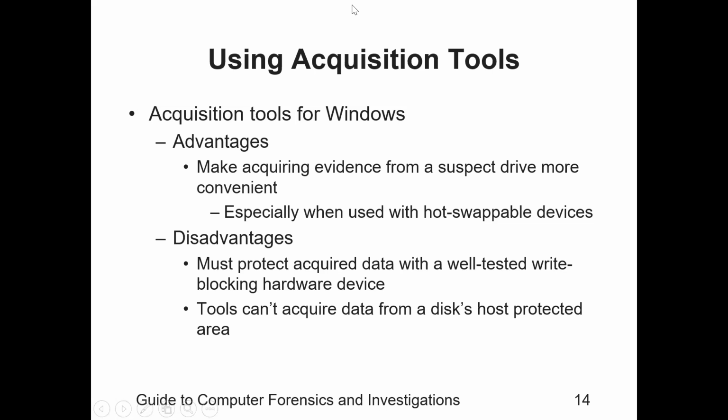How do we use these acquisition tools? We use acquisition tools in Windows, also in Linux, but we use these tools mainly in Windows. The advantage is that they make acquiring evidence from the suspect's disk more convenient, especially when using hot swappable devices. A disadvantage is that we must write protect each of these acquired files with a well-tested write blocking hardware device. And of course, we saw on Friday that it's either hardware or software, depending on what you can afford and what is available for us to carry out this acquisition.